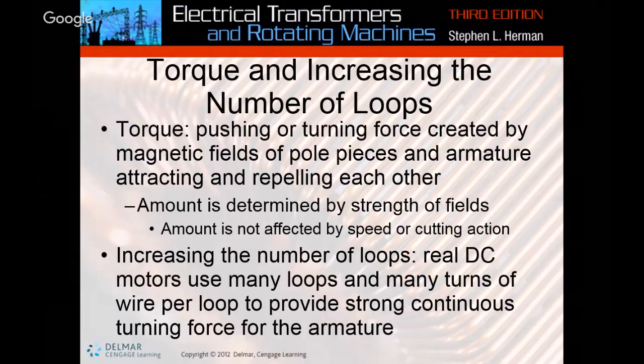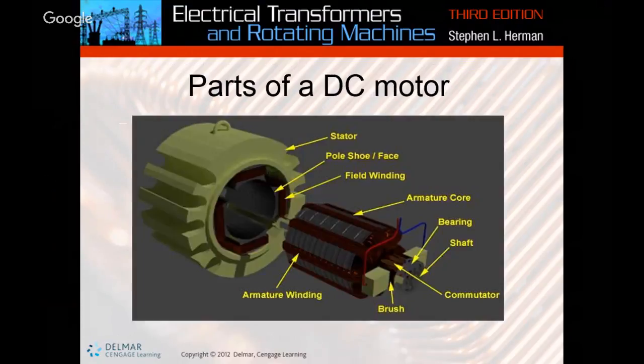Increasing the number of loops. Real DC motors use many loops and many turns of wire per loop to provide a strong continuous turning force for the armature. Okay, just to remind us what we're talking about there, that picture. I promise you that you're going to need to know that, so be familiar with it.